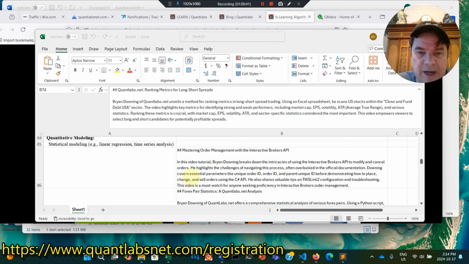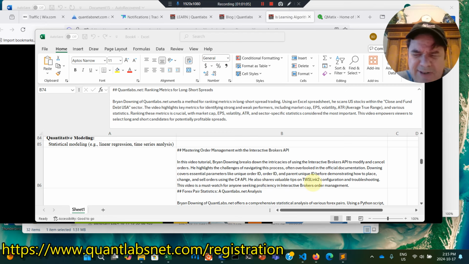So what we're talking about is covering essential parameters like unique order IDs, order IDs, and parent IDs because of the chain to it, and understanding that before demonstrating how to place these and how to sell orders using the C# API. And it's just an API, so it can be done in any language supported by Interactive Brokers through their API.